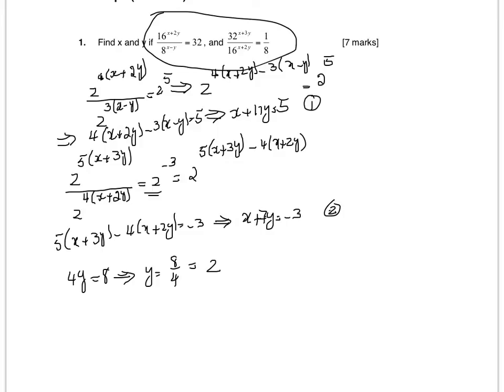Now, I can use either equation 1 or 2 to find x. If I use equation 2, I get x plus 7 times y, so 7 times 2 is 14, is equal to negative 3. So from here, I get x is negative 14, and if I move it to the right, minus 3. So x is negative 17.